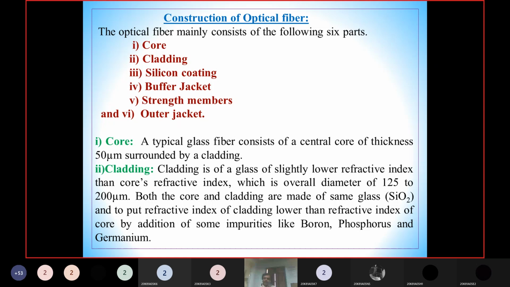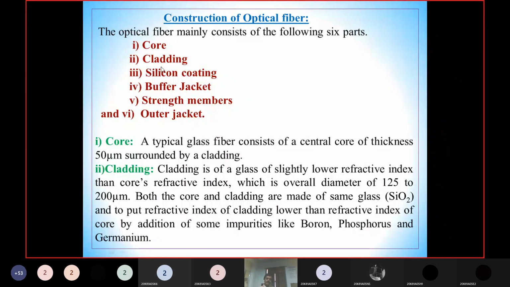Now, construction of optical fiber. If you observe, the optical fiber mainly consists of six parts.